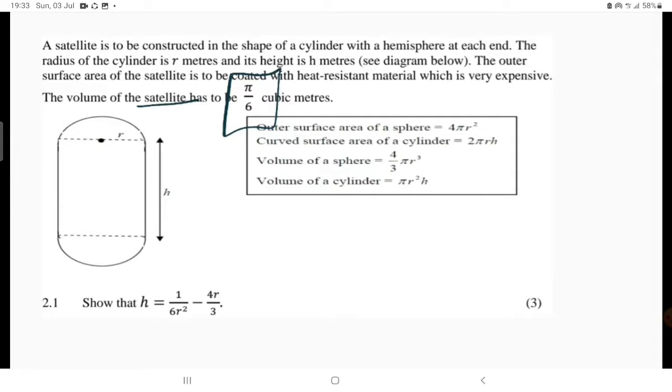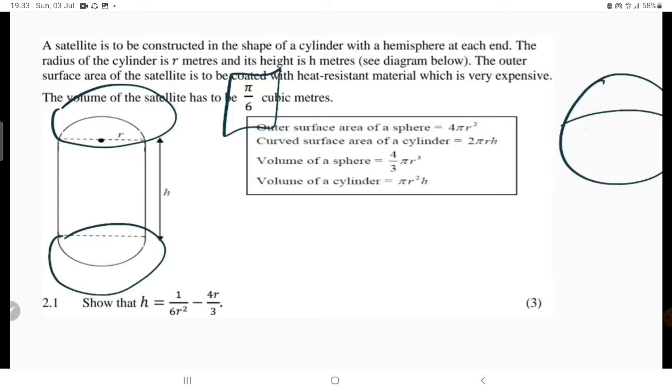Mind that there are two shapes that are being combined to form this object, which is this hemisphere and that hemisphere, that can form a sphere, which is the complete sphere, and also this cylindrical shape which is found between these spheres, right? So we need to combine the volume of the sphere and the volume of the cylinder to form the volume of the complete satellite, which is equal to pi over 6.